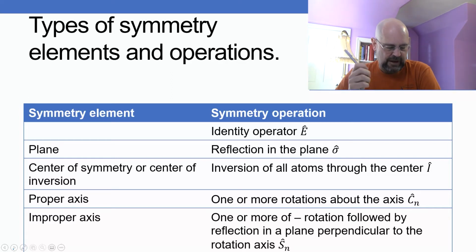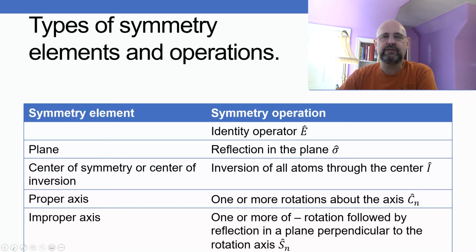So the different classes that are important for us. First is the identity operator E, which is actually not even called an element. E operated on a molecule just leaves it unchanged. Another element is a plane of symmetry. If I have a plane of symmetry, then reflection through that plane, leaving the molecule unchanged, is a symmetry operation. The element is the plane, the operation is the actual reflection.